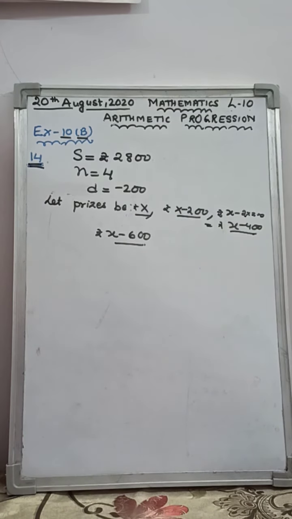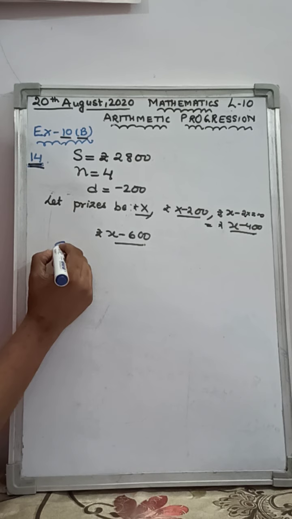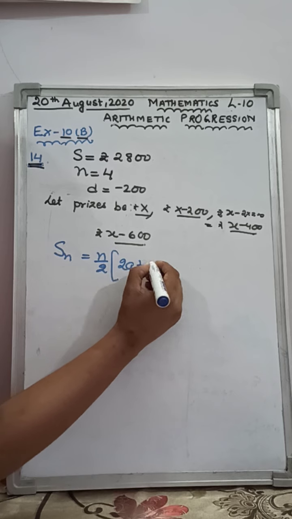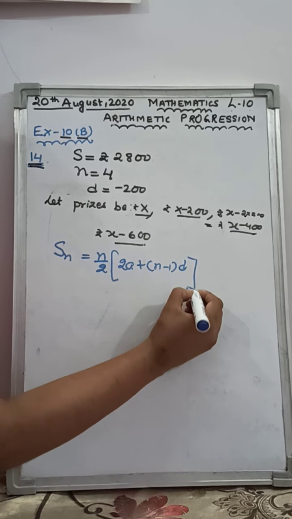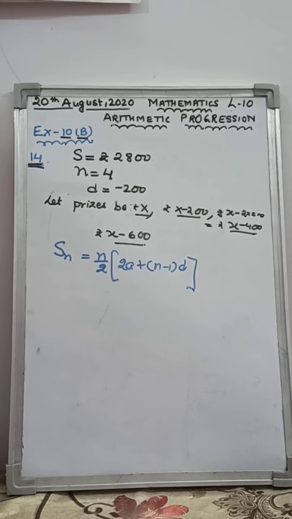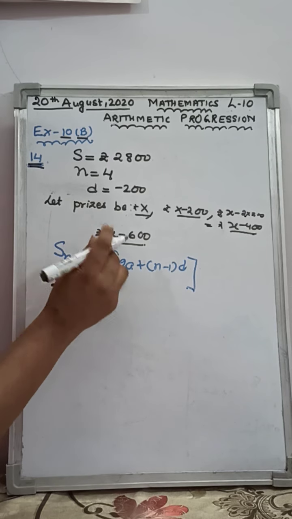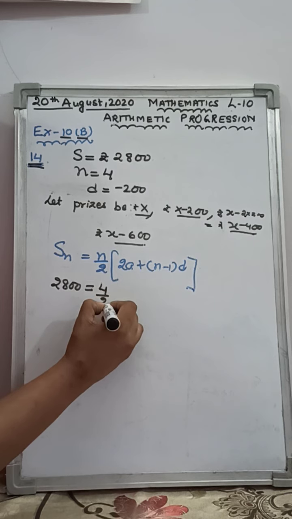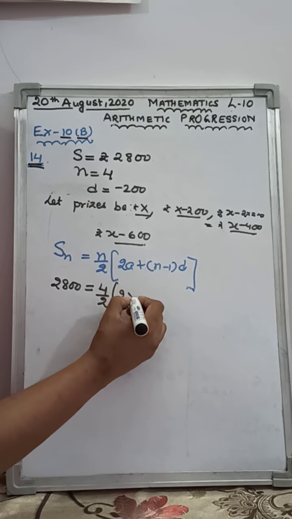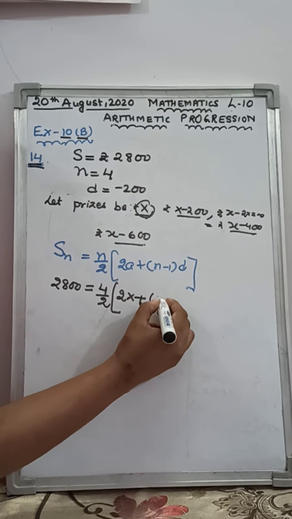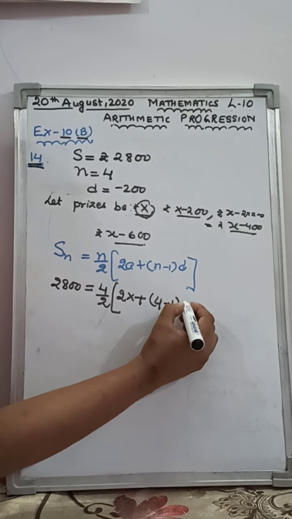Clear now? So now what you will do? We have to use the formula of sum of n terms. That is n by 2 in the bracket 2a plus n minus 1 into d. Now we will substitute the value. So S sum is given to us, that is 2800. n is 4, prizes are there, so 4 by 2 in the bracket 2 into a. a we have taken x, so it will be 2x plus n is 4, 4 minus 1, d is minus 200.